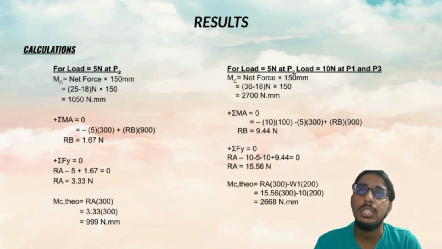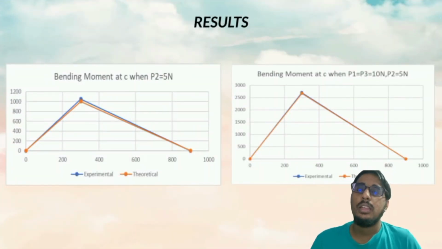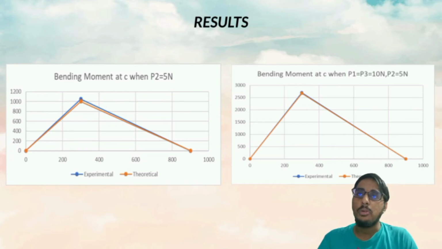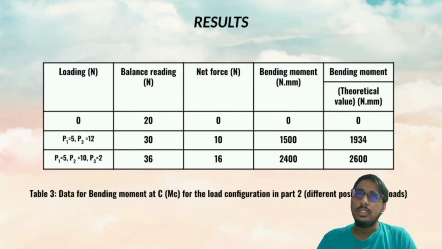Same goes for the second situation. We got the moment at C as 2700 Newton millimeter, and MC theoretical as 2668 Newton millimeter. Next we're going to see the graphs for the second part, which is the bending moment at C when P2 is added with 5 Newton, and the bending moment at C when point 1 is added with 10 Newton and point 2 is equal to 5 Newton.